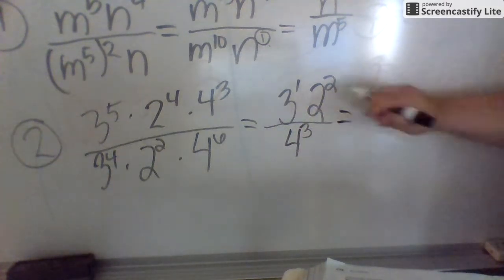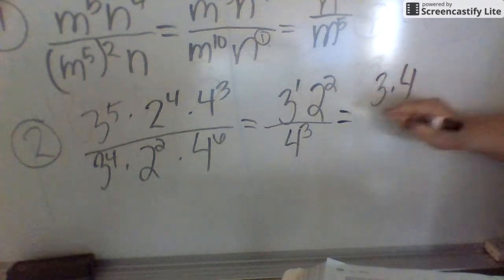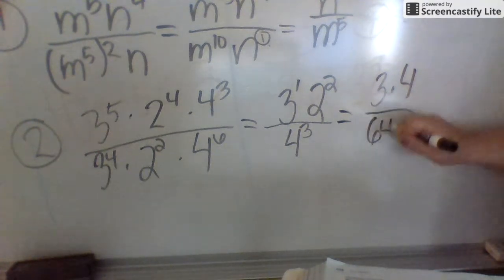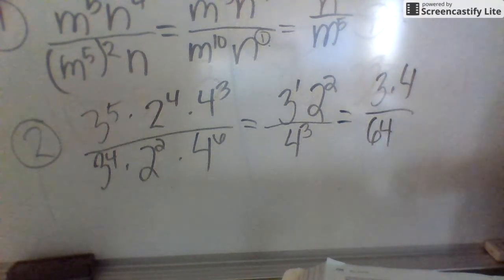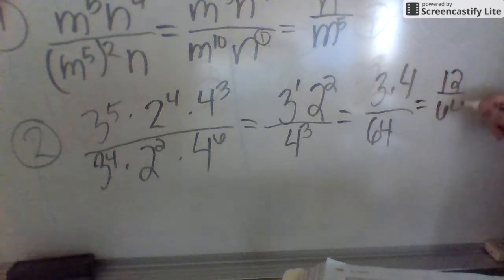Now I need to solve. 3 to the 1st is just 3. 2 to the 2nd is 4. All over 4 to the 3rd is 64. Now, 3 times 4 is 12. 12 over 64. Did I make a mistake?